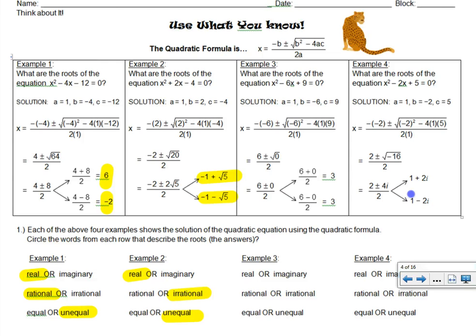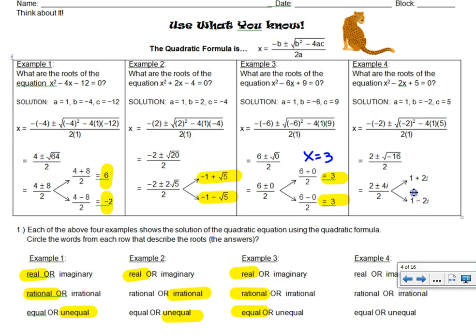Problem 3, we got two answers of 3 or 3. That really is actually one answer, and for that we would just say x is 3. So for this one, the answers are real numbers. They were nice numbers, they're rational numbers. And this time we did in fact get two of the same answers. That's what it means when we say equal answers.